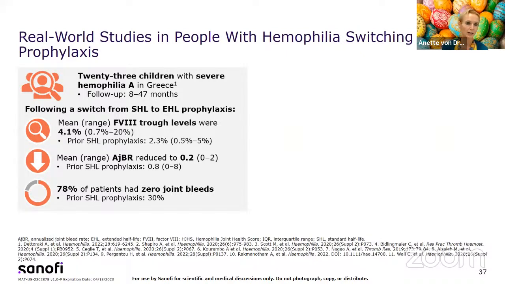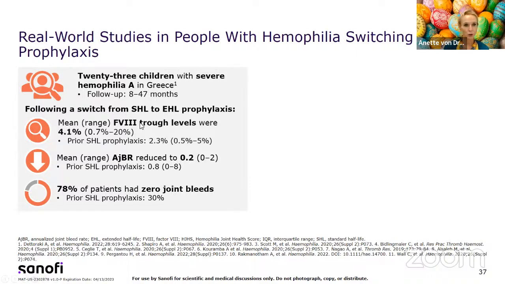But that was a clinical pharmaceutical-sponsored trial, and so patients were very closely observed. So what about what's happening in the real world? These are now two examples when patients switched from a short half-life product to an extended half-life product in terms of prophylaxis. To the left here is a study from Greece looking at 23 children with severe hemophilia A. They followed them for a few years after switching from a short half-life to an extended half-life prophylaxis regimen.